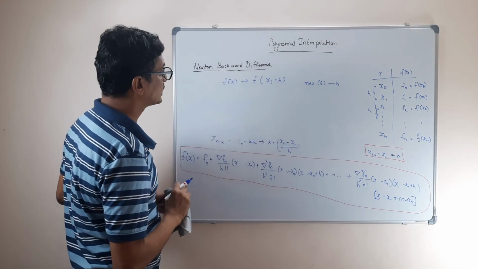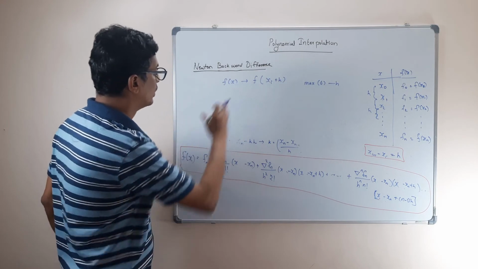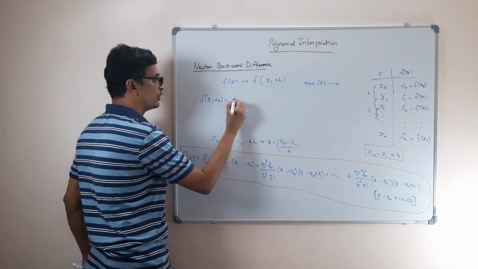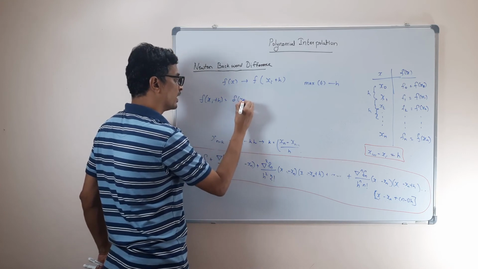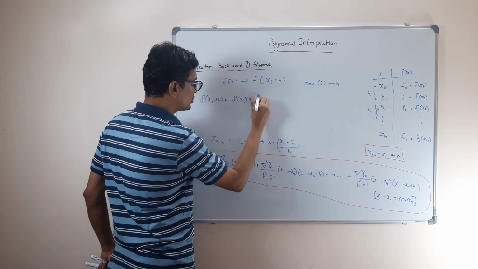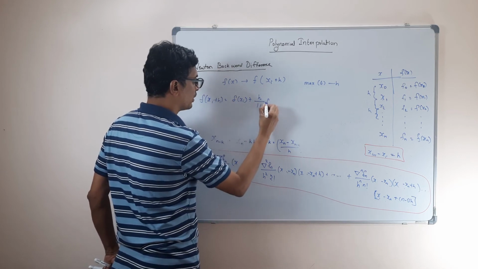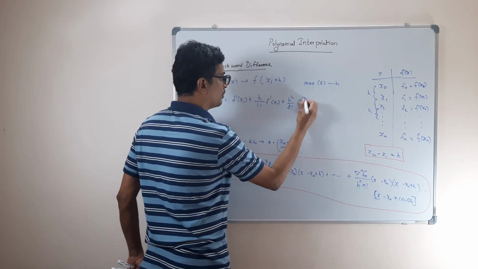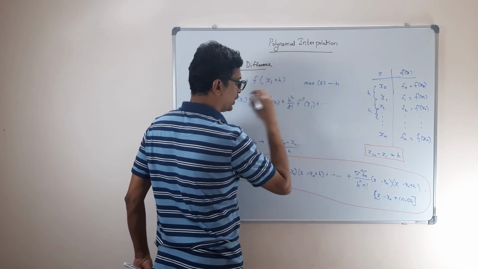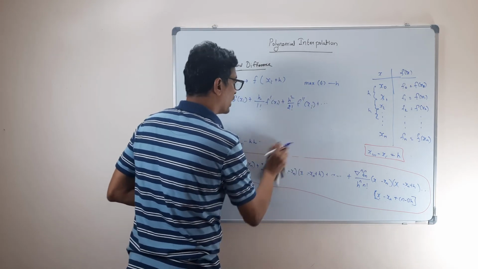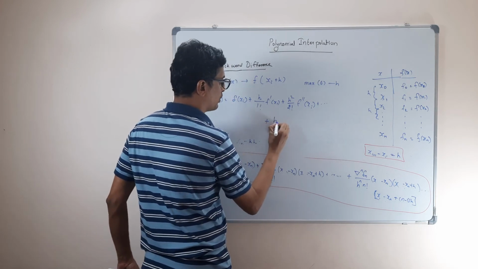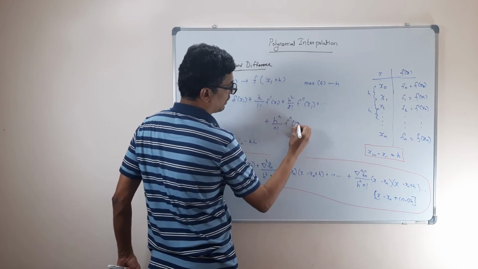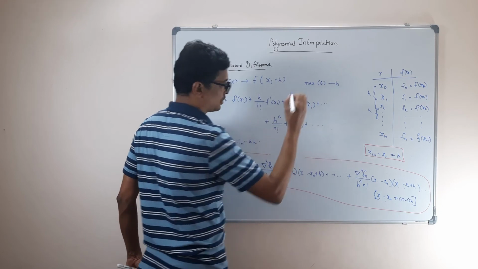Now let us expand this as a Taylor series. F of xi plus h will be equal to f of xi plus h divided by 1 factorial into f prime of xi, plus h squared divided by 2 factorial f double prime of xi, and so on, up to maybe the nth term, h power n divided by n factorial times the nth derivative at x equal to xi, plus on.